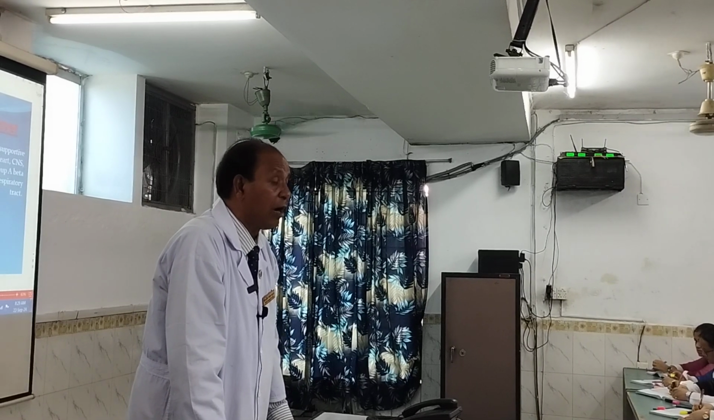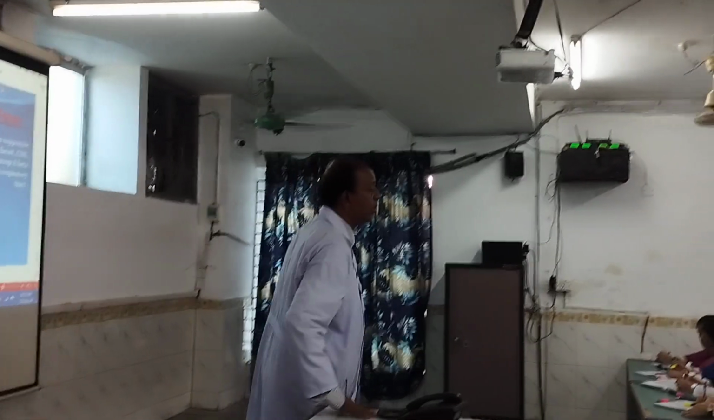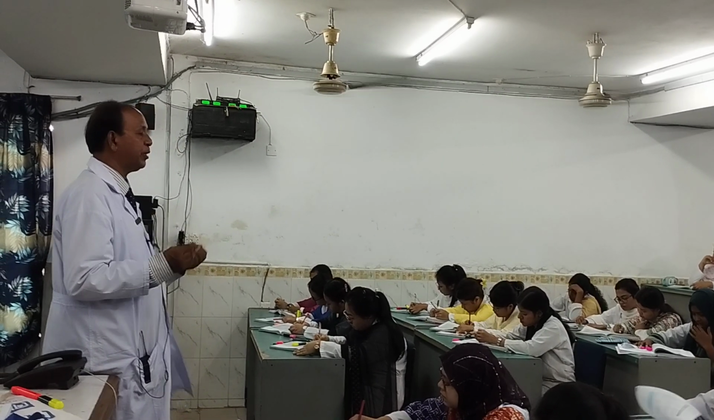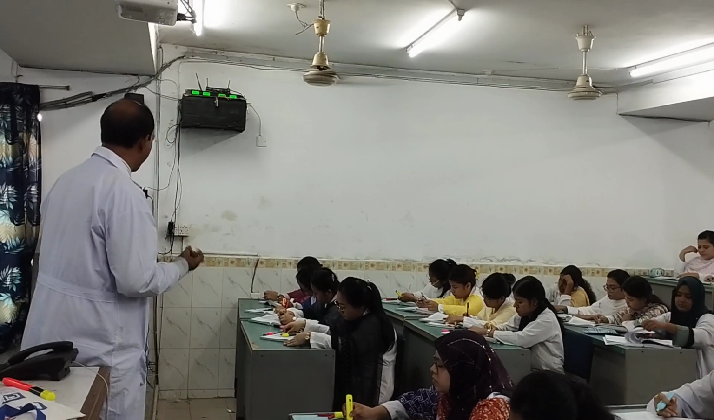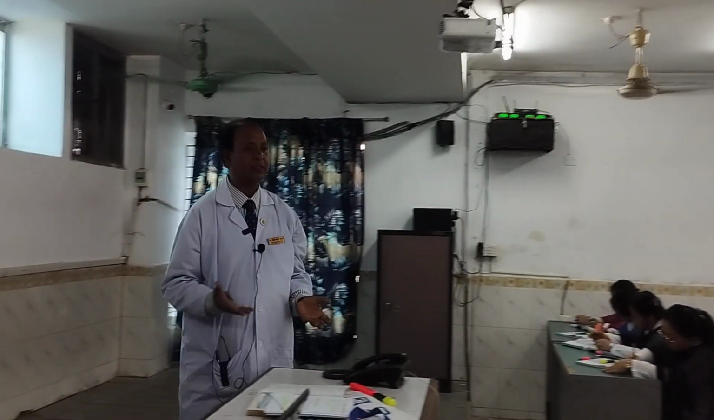Remember this. Now, for how long should secondary prevention be given? Secondary prevention should be given for at least 5 years from the recent attack, or up to the 21st birthday, whichever is longer. And for rheumatic fever with rheumatic heart disease, secondary prophylaxis should be given lifelong. Remember this.